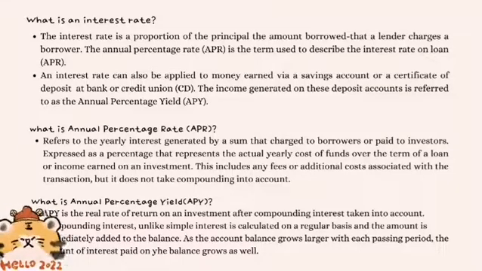What is annual percentage yield? It is the real rate of return on an investment after compounding interest is taken into account. Compounding interest, unlike simple interest, is calculated on a regular basis and the amount is immediately added to the balance. As the account balance grows larger with each passing period, the amount of interest paid on the balance grows as well.